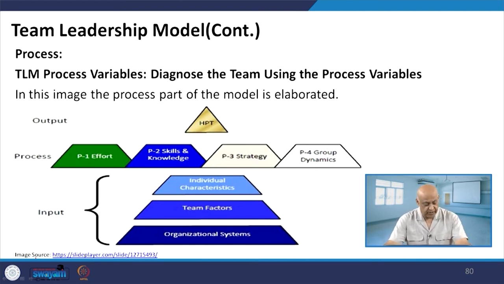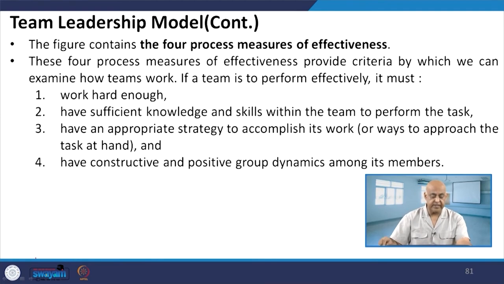So here it will always be the organizational systems, team factors and individual characteristics that will be decided, and on the basis of this, the team leadership model that will work. So these four processes, measures of effectiveness, provide criteria by which we can examine how teams work.